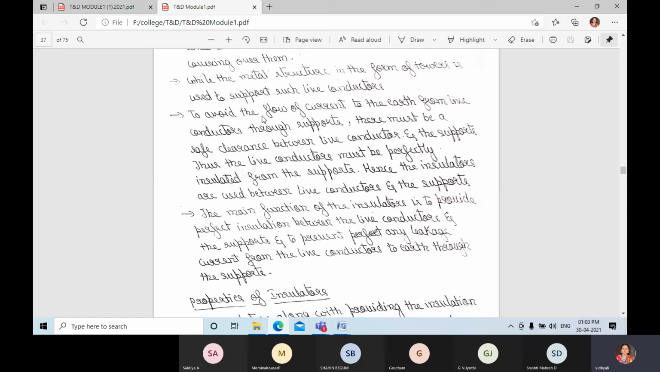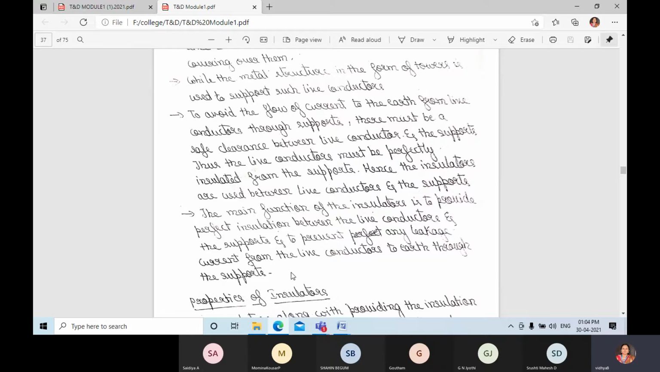So to prevent any leakage current. If there is any leakage current in the live conductor, it should go to the earth through the support, not directly to the supports. It should go to the insulator. If any leakage current from the live conductors goes directly to the supports, that should not happen. So insulators are provided to give insulation between the live conductors and the supports.